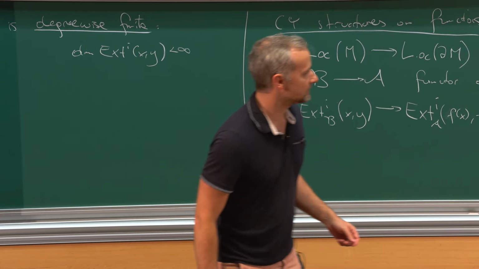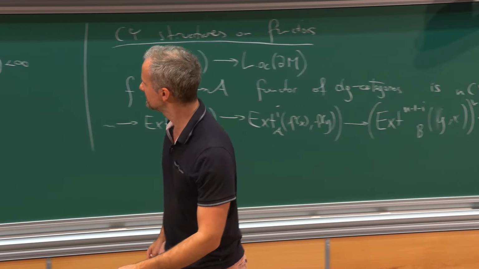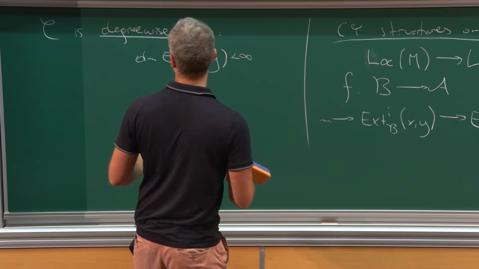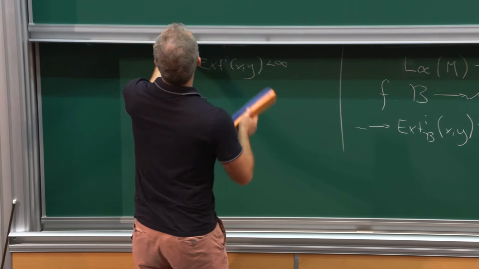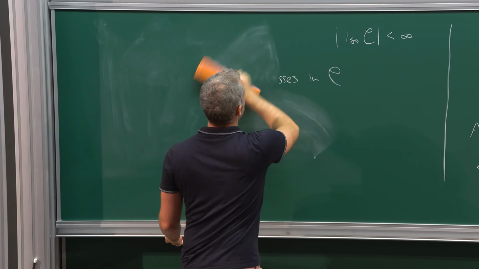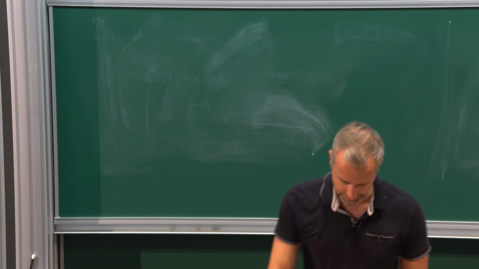Okay, so I wrote down some formula. I haven't given you any theorem yet, I've just given you a definition. So what's the theorem? Yeah, the theorem is about Lagrangian correspondences, so Lagrangian submanifolds in a product of two things.